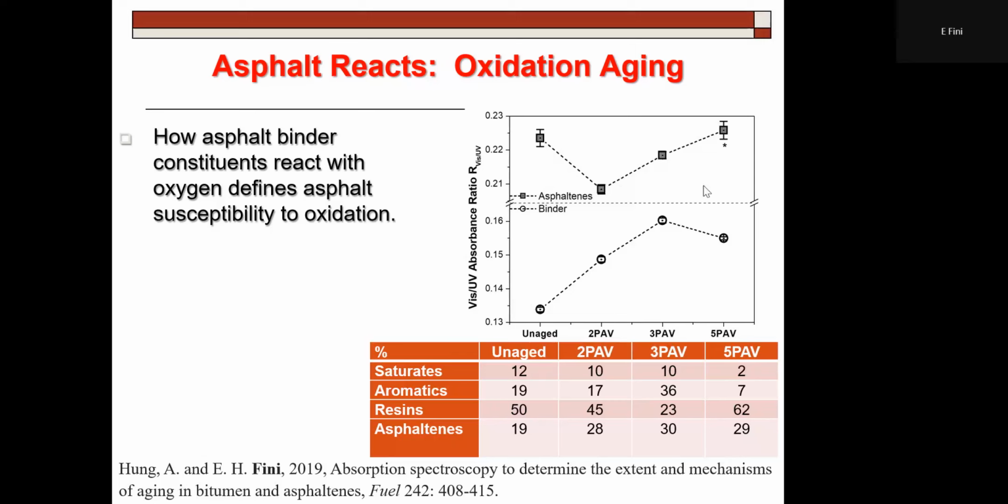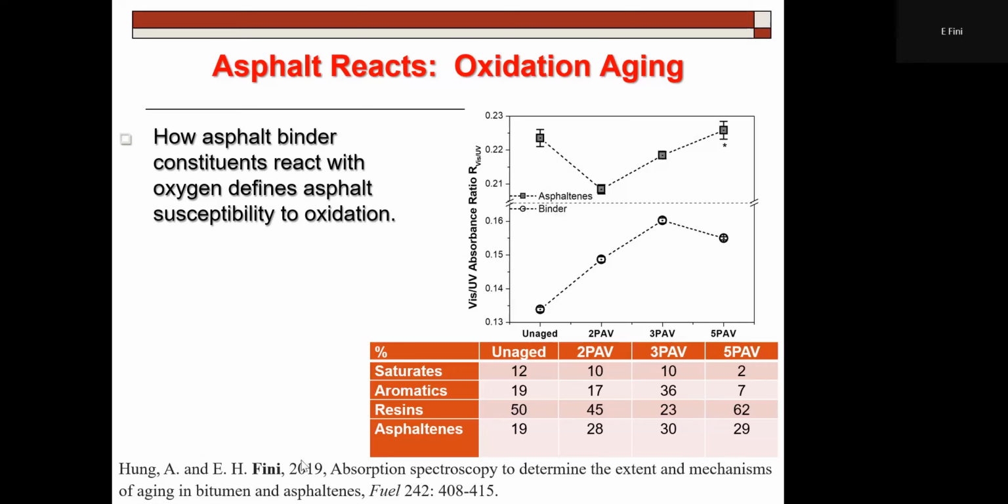So asphaltene changed differently than the total binder. Why does it matter? Well, in most studies, we always look at how the entire asphalt ages, not each of their components. But here I'm showing you that asphaltene, which is one component of the entire asphalt, actually ages differently. But we usually take the average of the whole sample. We just look at the binder as a whole.